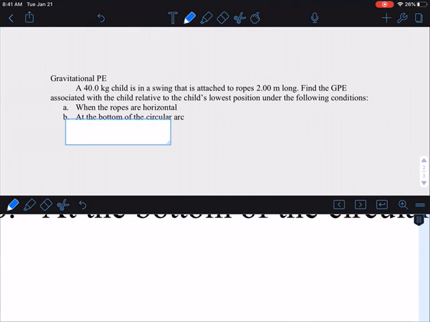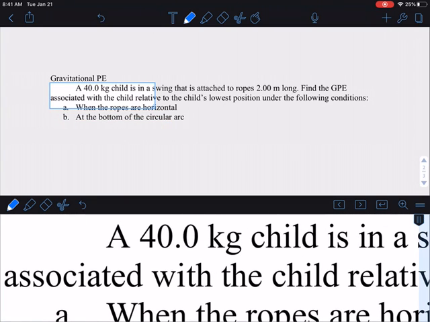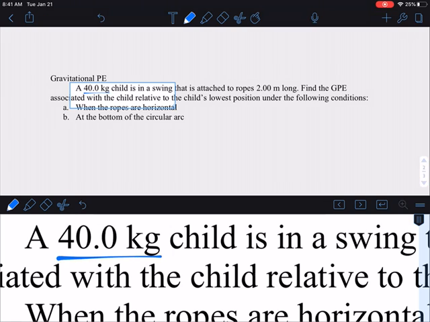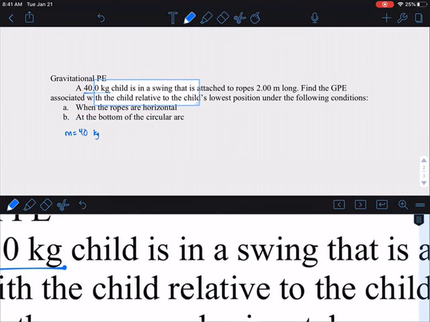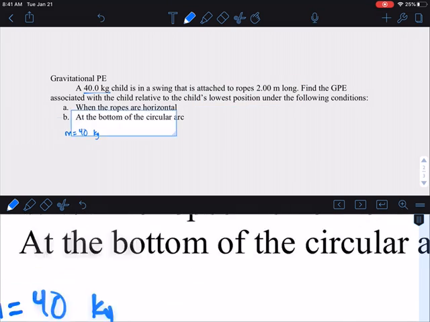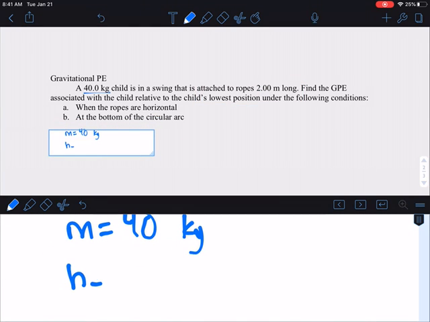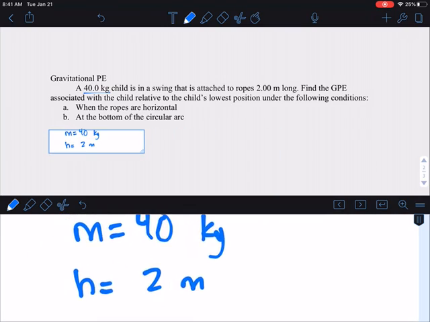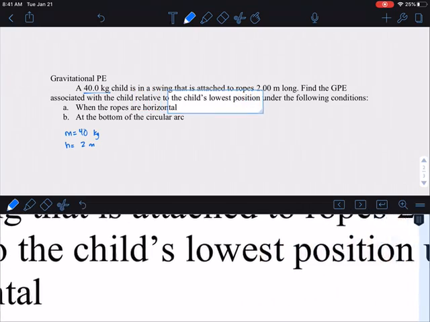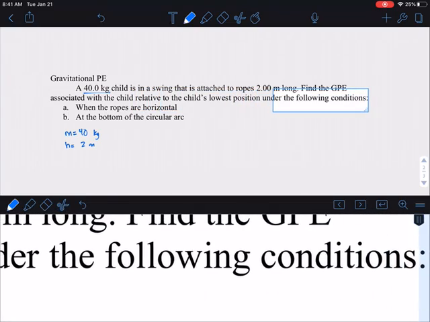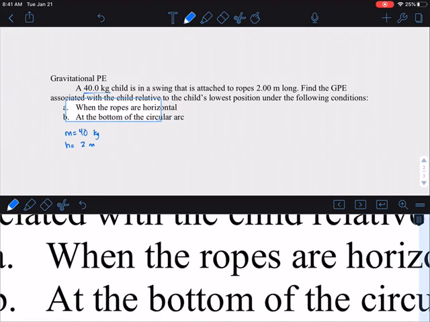Now let's do a gravitational potential energy problem. A 40 kilogram child, so M is equal to 40 kilograms, is in a swing that is attached to ropes 2 meters long. So I know the height is 2 meters. Find the GPE, or gravitational potential energy, associated with the child relative to the child's lowest position under the following conditions. First, when the ropes are horizontal.